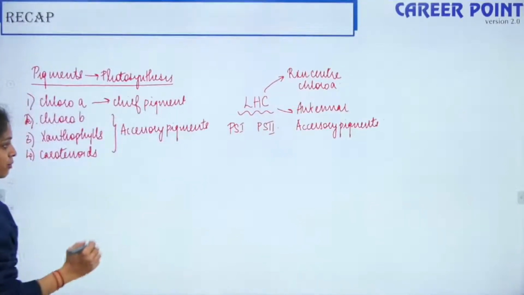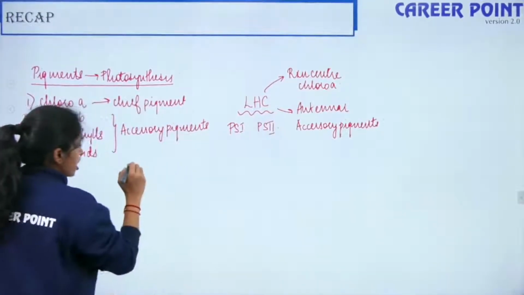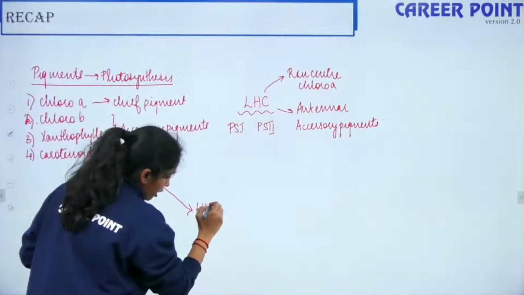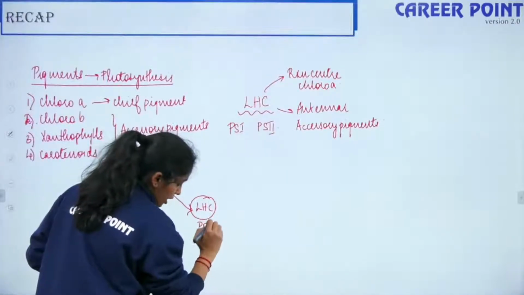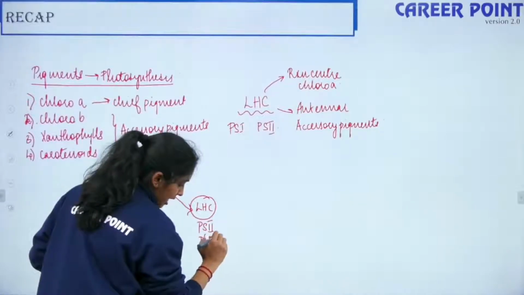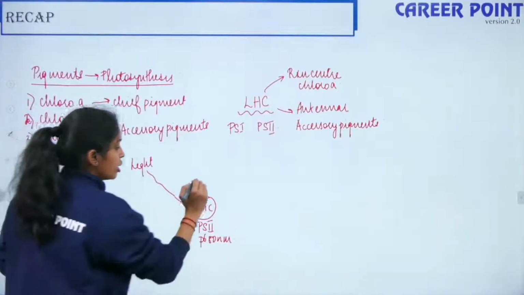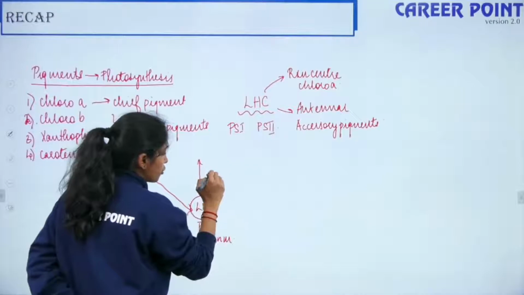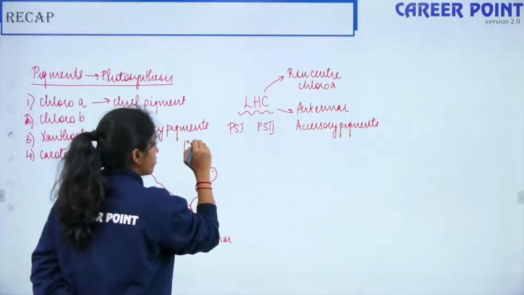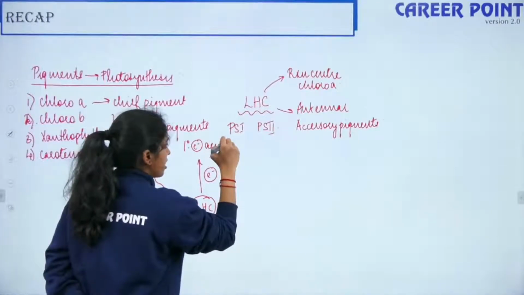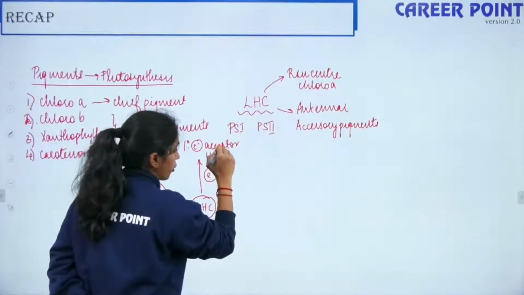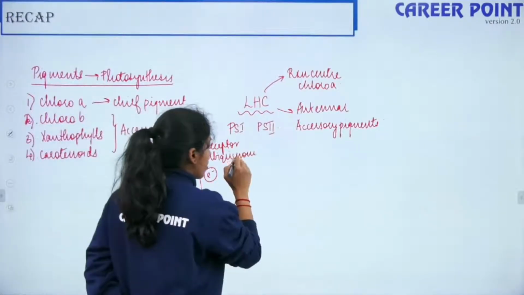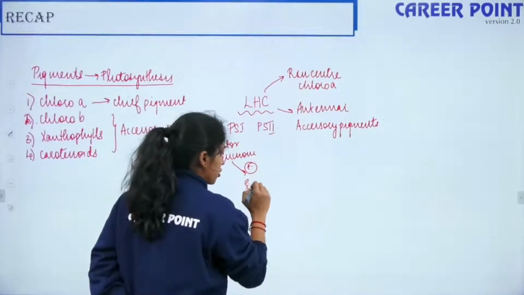So how is that scheme? Let's have a quick drawing here so that you understand. Light falls on the LHC. First, your PS2 is activated, which has a wavelength of P680 nanometer. Once light falls, the electrons are excited and move to the excited state. Here we have the primary electron acceptor, which is ubiquinone. From here the electron further moves into the electron transport system.